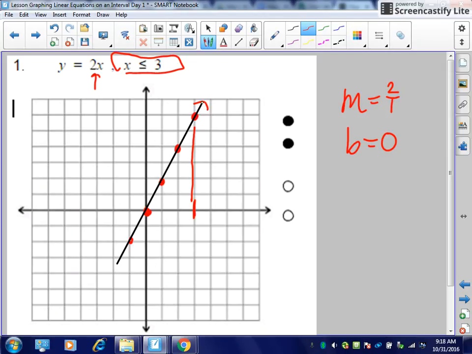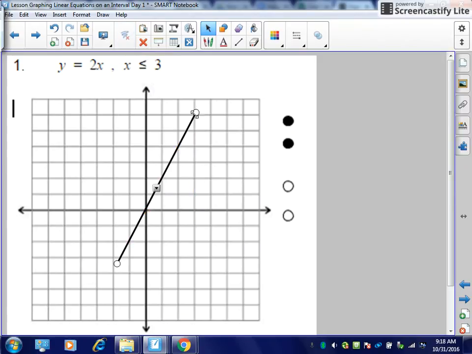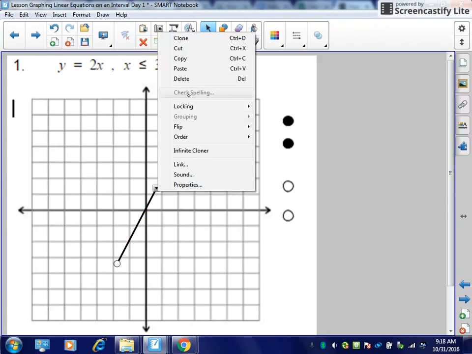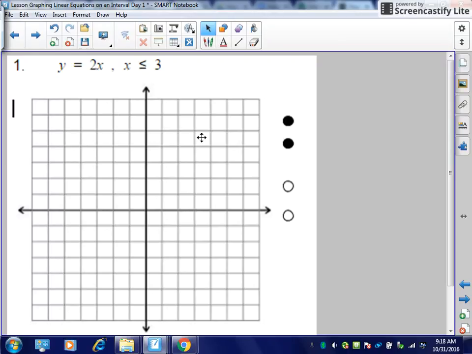So I would have to go and I would have to erase this. So this is not going to be fun for some of us, and we don't like erasing. Actually, this is going to be a little bit easier for me because I can just do this. So I'm going to show you another way to do it. And this is probably going to be the easiest way.